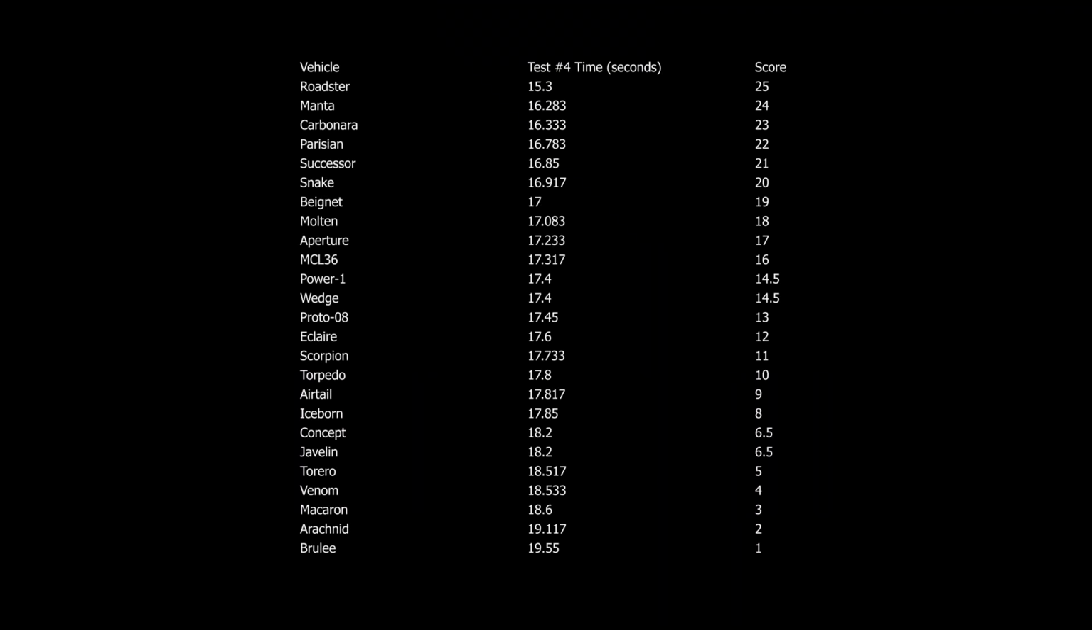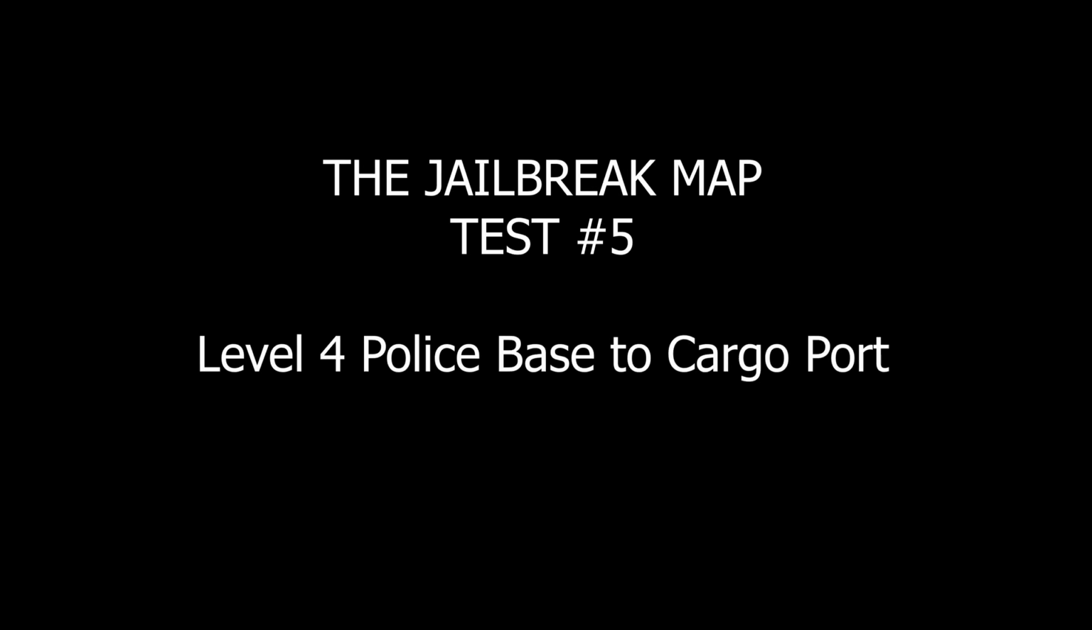The Roadster wins again, followed by the Manta and the Carbonaro, which has not placed this high in any other test so far. The penultimate test is a drive from the level 4 police base by the museum to the cargo port.